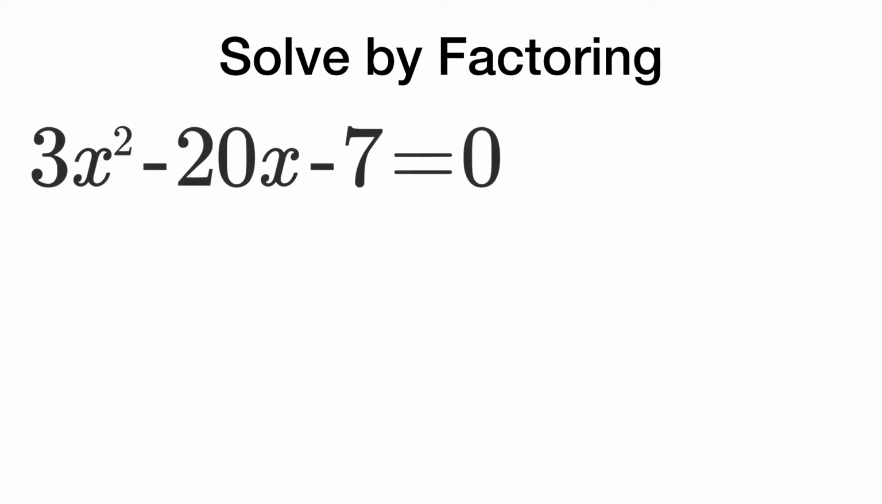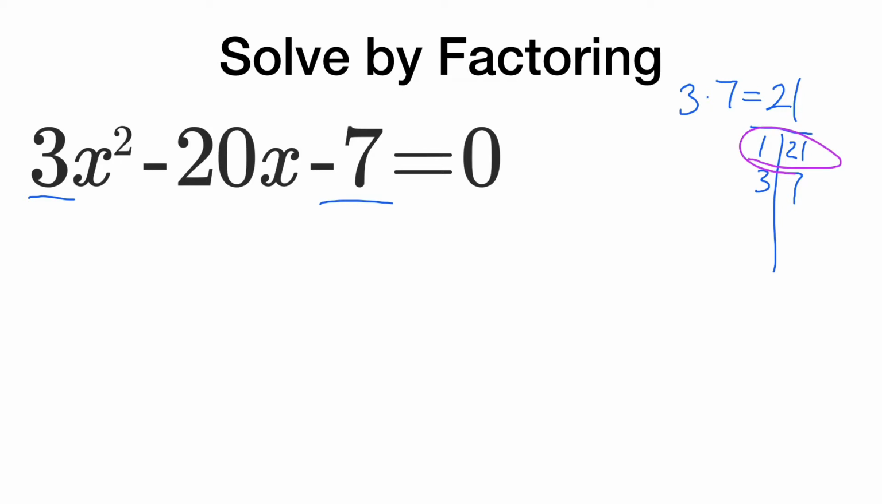Okay, let's try another one. So in this case, notice I don't have to move anything over, but I also have no common factors. So when we have a leading coefficient that isn't 1, we multiply that by our constant, so 3 times 7, and that's going to equal 21. So because it was negative 7, that means that we're looking for two numbers that have a difference of, in this case, 20, and multiply to be 21. So we have 1 and 21, 3 and 7, and of course, of those, the one that has the difference of 20 is 1 and 21.